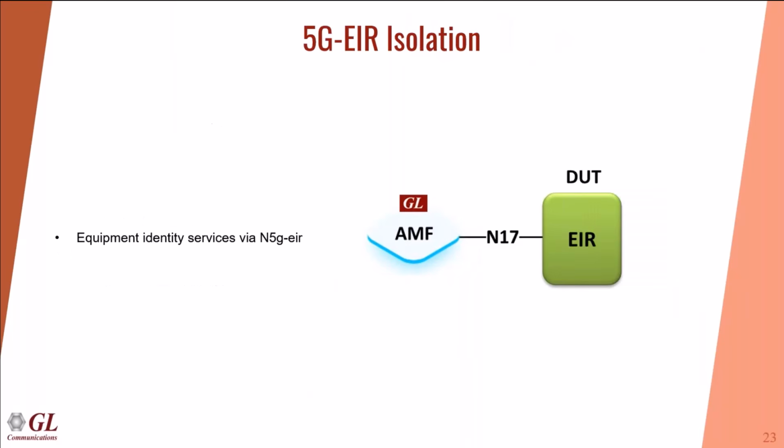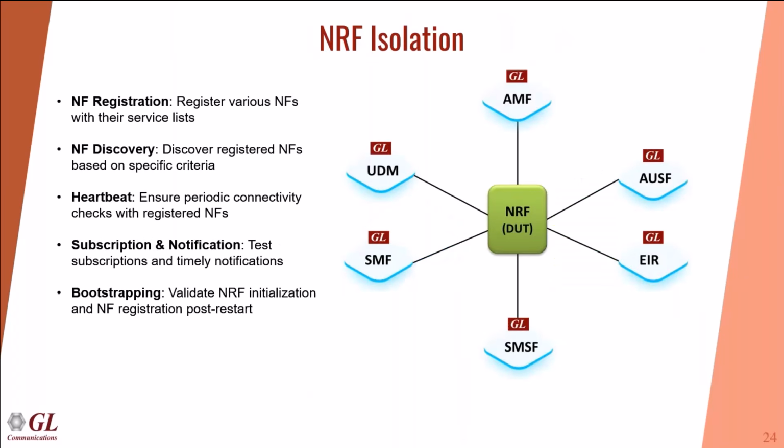Yeah, in this combination, we are testing the EIR capability by acting as an AMF, triggering all the identity check requests, to see whether it can give the IMEI status responses properly or not. And finally, this one example is the NRF isolation.